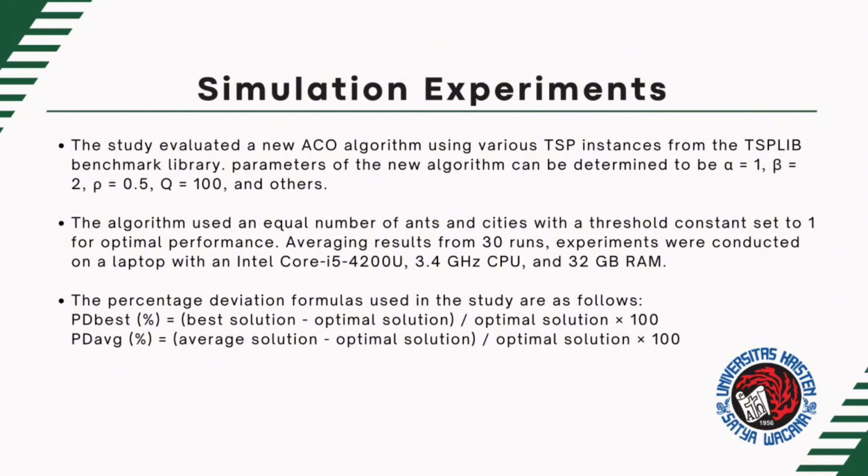Averaging results from 30 runs, experiments were conducted on a laptop with an Intel Core i5 3.4 GHz CPU and 32 GB of RAM. Percentage deviation formulas used in this study are as follows. PD best percent equals best solution minus optimal solution, divided by optimal solution, multiplied by 100. PD average percent equals average solution minus optimal solution, divided by optimal solution, multiplied by 100.